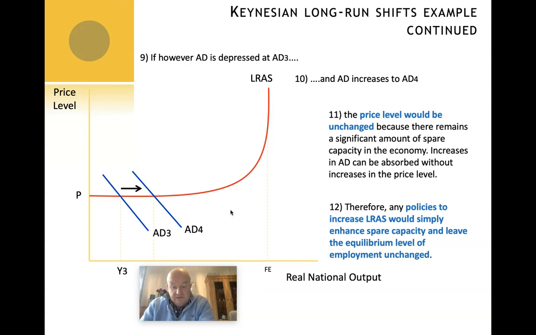So in that case, you could argue that there wouldn't really be a great deal of point at this level of aggregate demand in increasing the level of long run aggregate supply, because although it would be good in the long run to be able to do that, it's not going to change the equilibrium level of employment at this stage, because there's simply not enough demand in the economy.